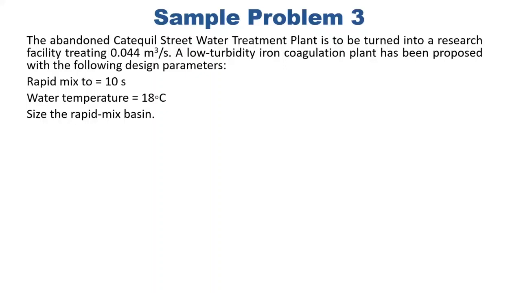Okay, so let's start. We have the formula for the volume, which is equal to the volumetric flow times the detention time. For this problem, we have the volumetric flow of 0.044 cubic meter per second, multiplied by the detention time, which is 10 seconds. So we have 0.44 cubic meter for the volume.